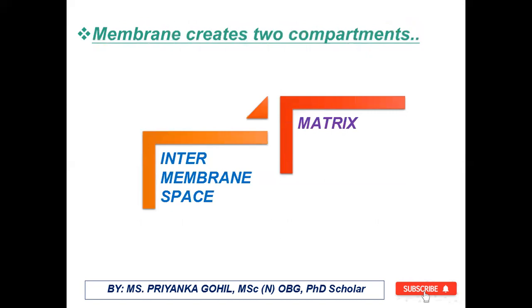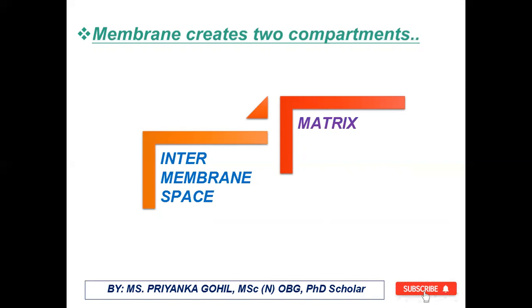Now, the membrane creates two compartments: the intermembrane space and the matrix. The space between the outer and inner membrane is called the intermembrane space, that we have seen in the structure of the mitochondria. Now, it is the place where the oxidative phosphorylation process occurs, that means releasing of energy by oxidized nutrients for ATP synthesis.